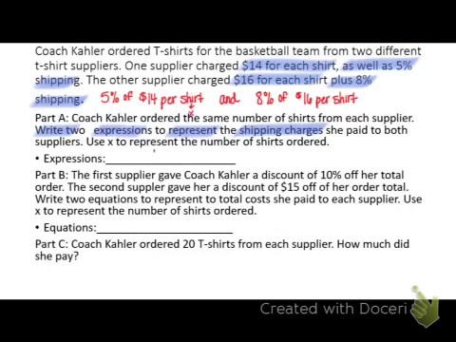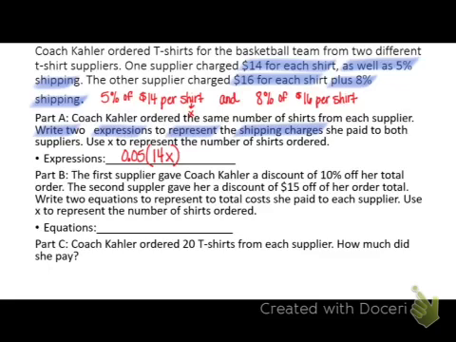So if it's $14 per shirt, that's $14 times the amount of shirts. And in order to get the shipping for that, we're going to take 5% of that total and pay that in shipping. So when we say of, we're going to multiply, and 5% is the decimal 0.05. So 0.05 times 14x is an expression that represents the first supplier.